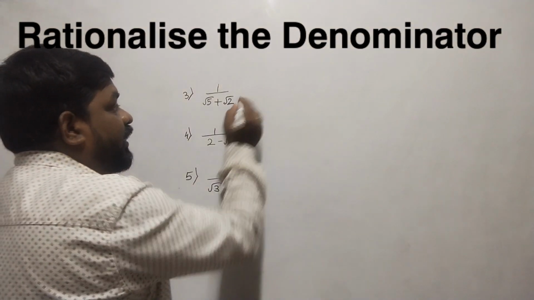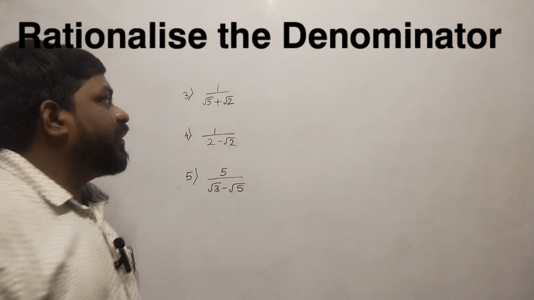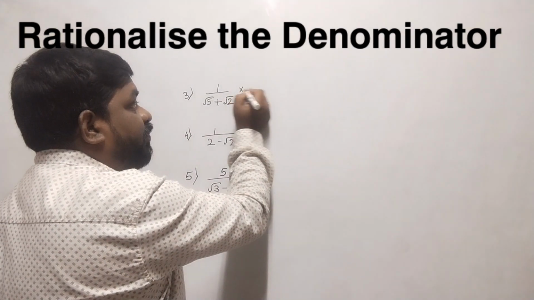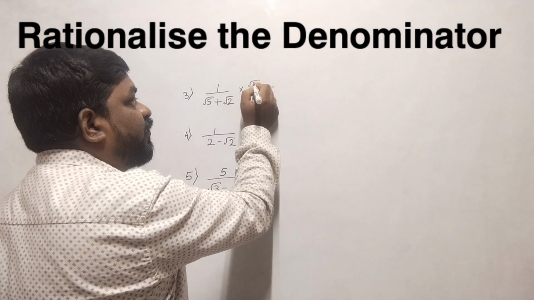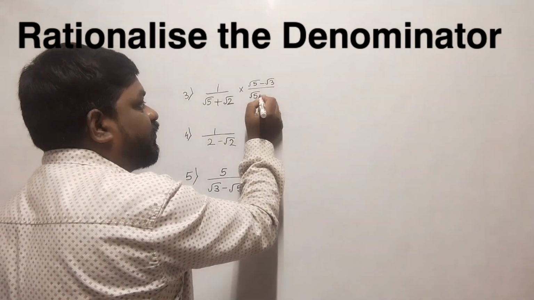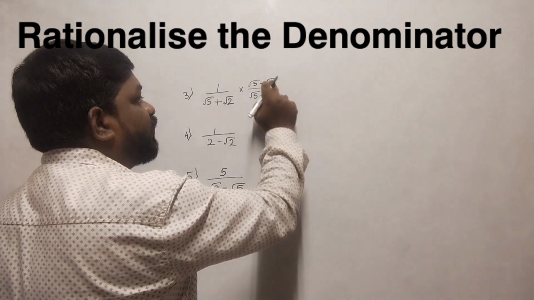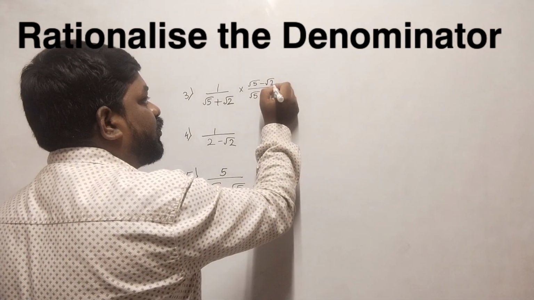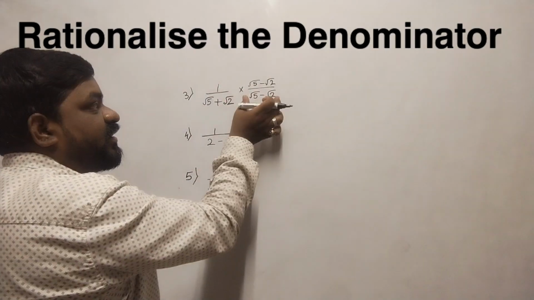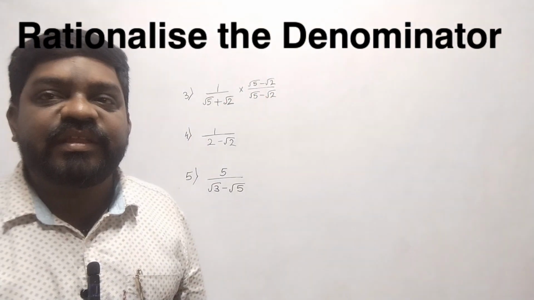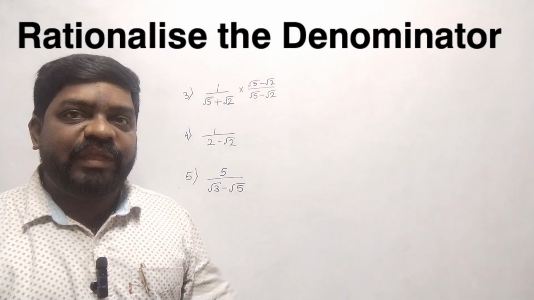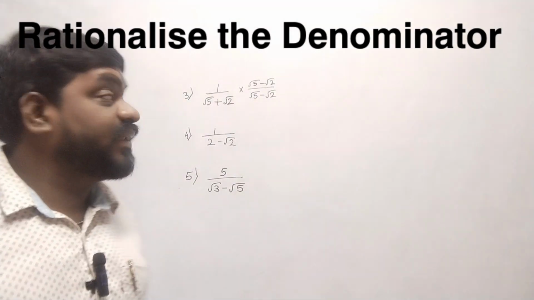Okay, look at the next question. In the denominator we have root 5 plus root 2. So multiply the numerator and denominator by root 5 minus root 2. Whenever there is a plus, we change the sign because we have to bring the denominator to the form a plus b into a minus b.